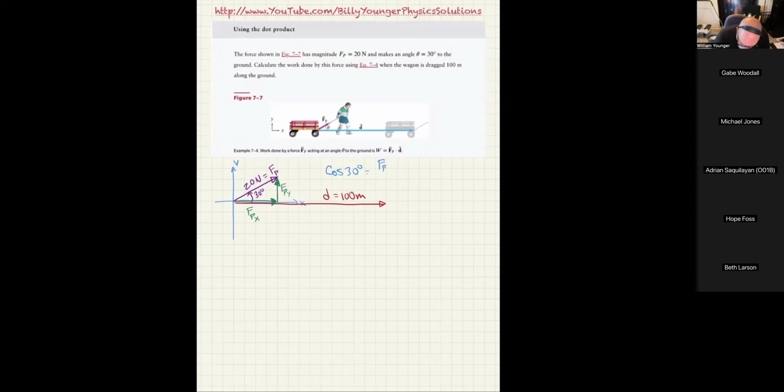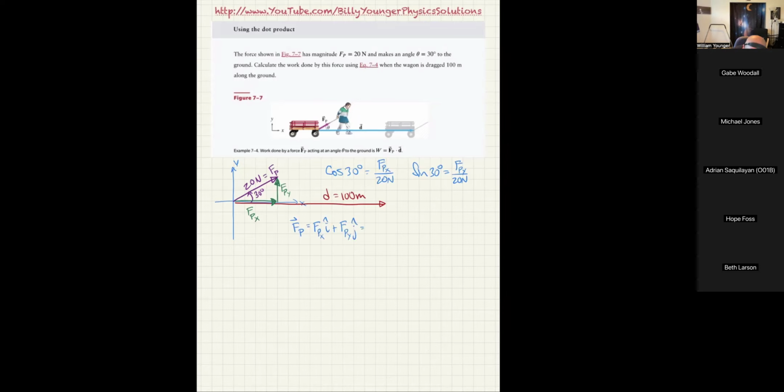So that's FP sub x divided by 20 newtons. And sine of 30 degrees is equal to opposite over hypotenuse. So that'd be FP y over 20 newtons. So we can now write FP as a vector. FP I can write as a vector by writing FP sub x i hat plus FP sub y j hat.